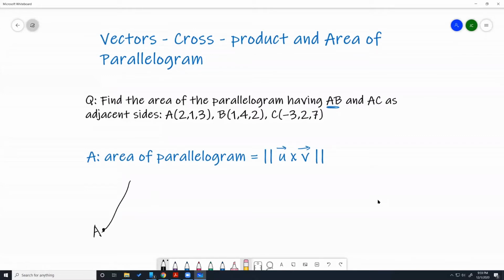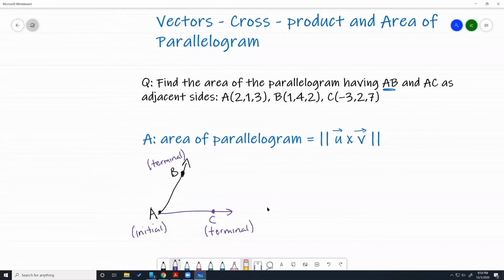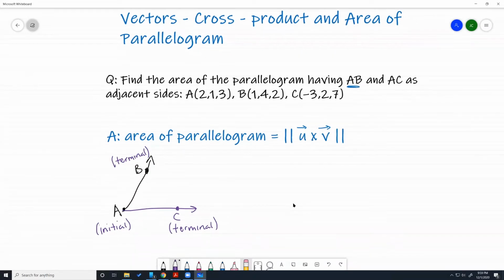This is the idea. Let's say this is point A, and here is B. I'll draw this in different colors. So let's say we have point C there. In both cases, point A is your initial point, because that's where the vector starts, and point C is terminal, and so is point B. So when we want to find our vectors, we need to do terminal minus initial for each of the x values, y values, z values.